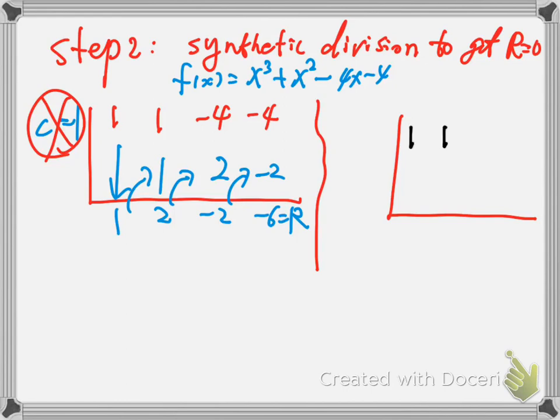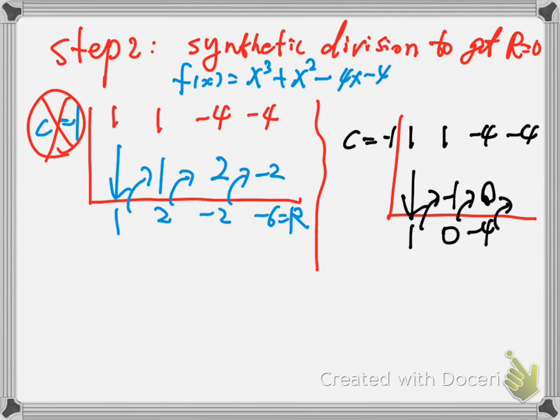Same dividend. So this time we check c is negative 1, right? So bring down 1. 1 times negative 1, negative 1. And then we got 0, 0 plus negative 4, and negative 4 times negative 1, so 4. And then remainder 0. Okay, remainder 0 is what we want.